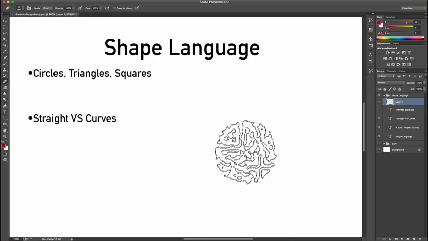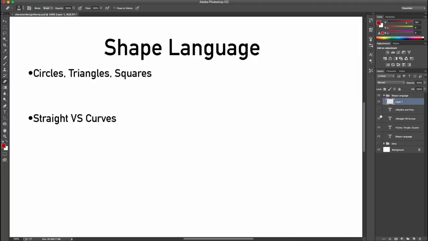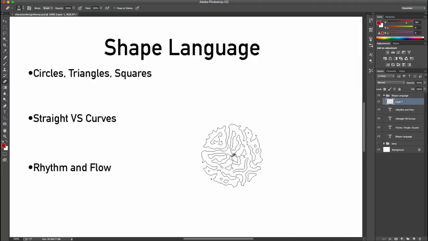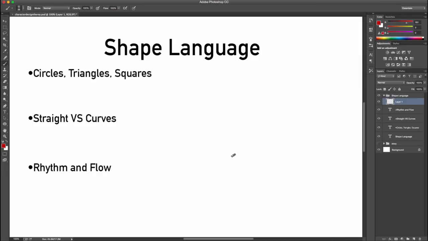This is what the next point is: rhythm and flow. You want to have a character almost flow like water. You want to have some really nice dynamics so that nothing seems like it just stops somewhere.